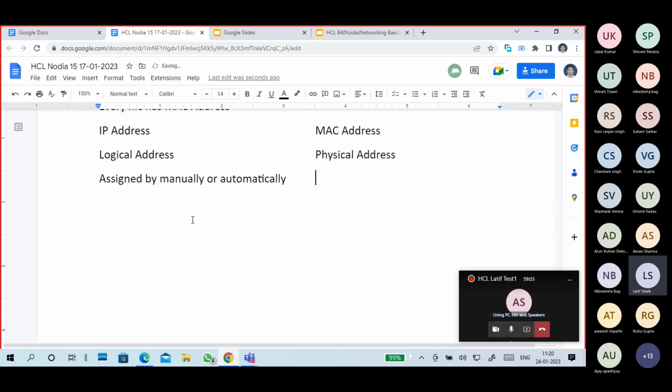MAC address is given by the manufacturer of the NIC. Manufacturer.